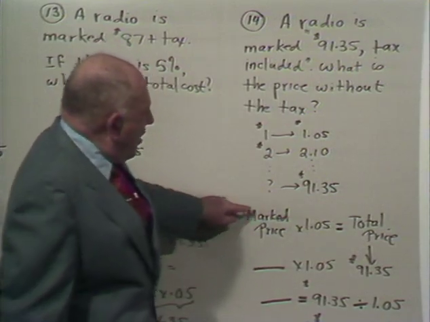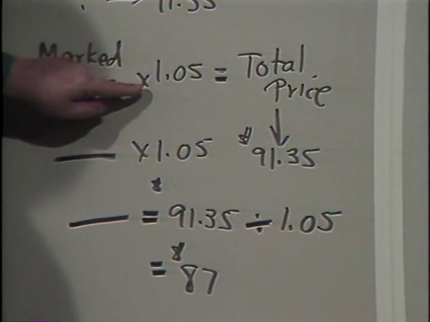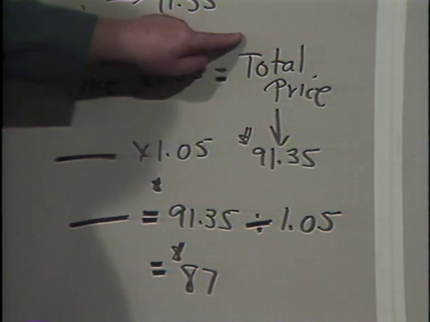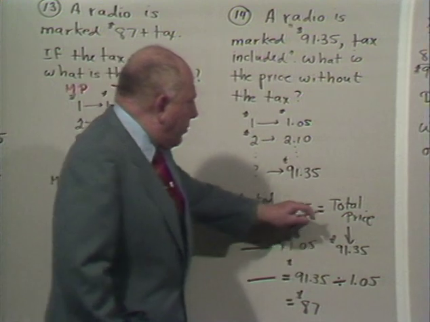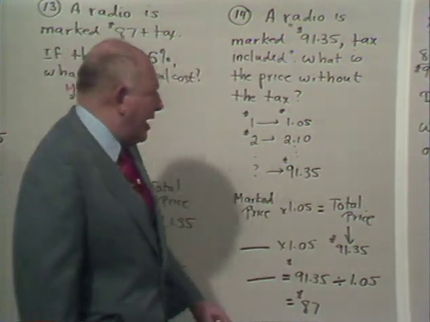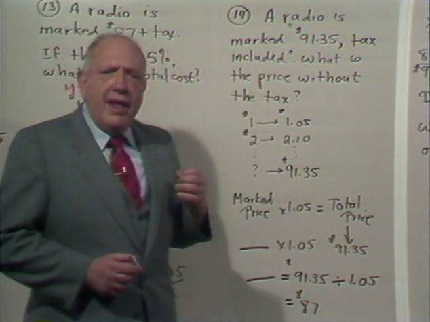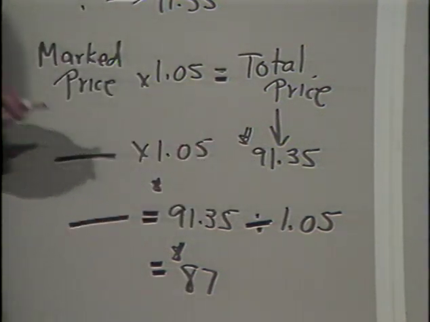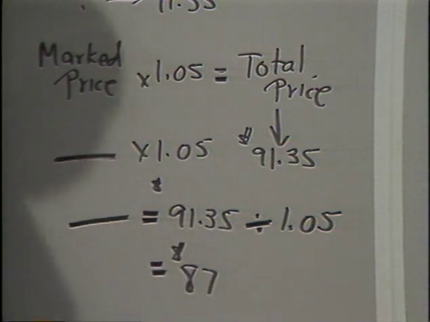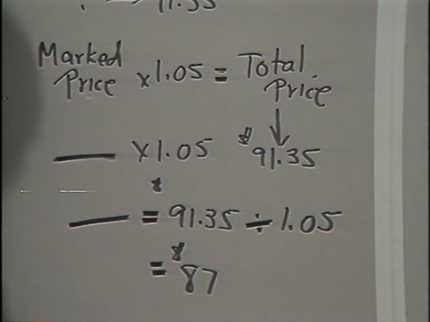In any event, this is exactly the same formula as before. It's still the marked price times $1.05 gives you the total price. The only difference is, and see, the calculator won't help me here, I've got to put the $91.35 in the right place. And the right place happens to be in the total price column, because the 91.35 is the total price in this case. Now when I fill in the blank, you see it's the marked price that's missing. This looks like a multiplication problem, but because one of the factors is the blank, that tells me that I've got to divide, not multiply.